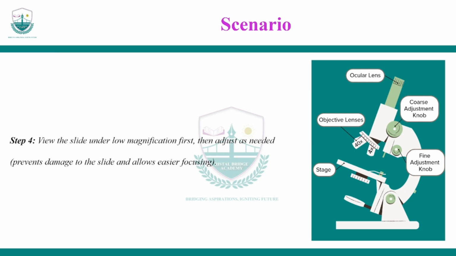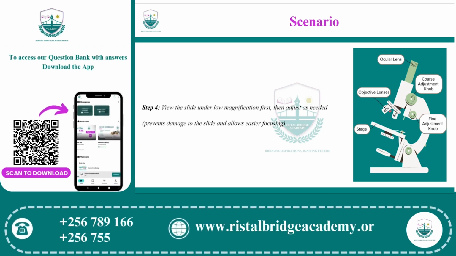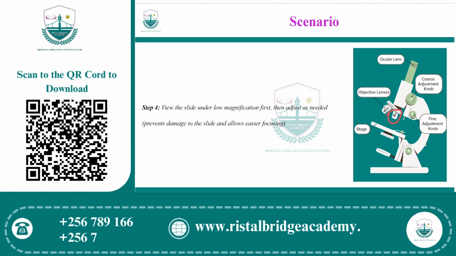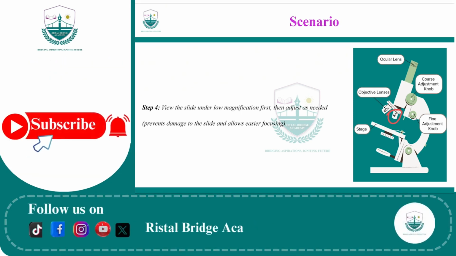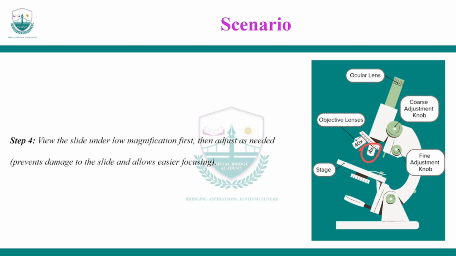The next step is, after putting your slide on the stage, you can now view what is in the sample. And you need to use the lower magnification first. So in the image that you have of the microscope, the one with the lower magnification is this one. The magnification of 4 is the one that has the lower magnification in this microscope. Why do we use a lens of lower magnification first? It prevents damage to the slide and allows you to easily focus.